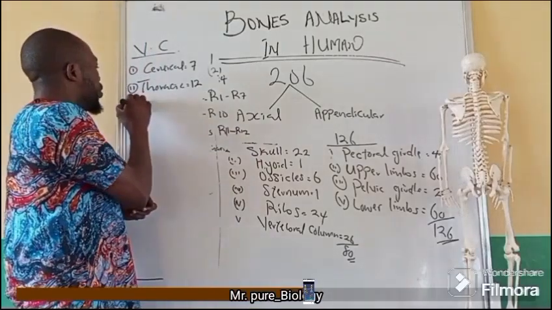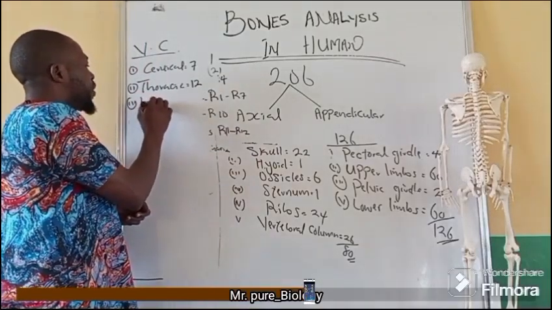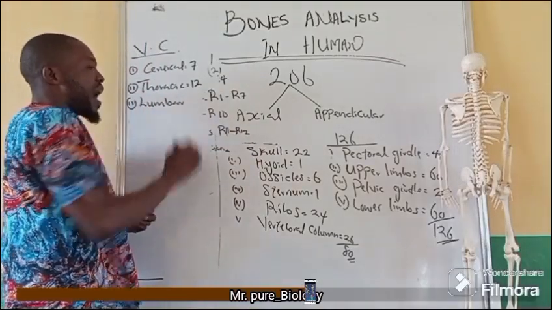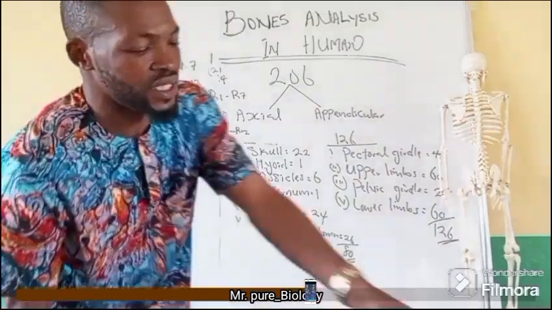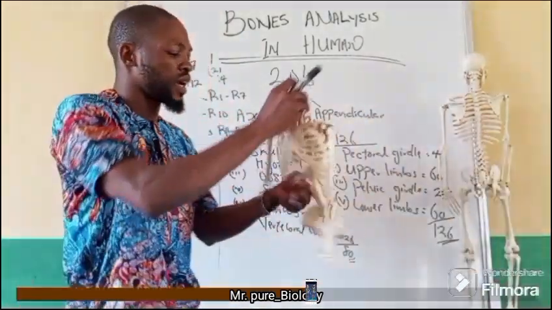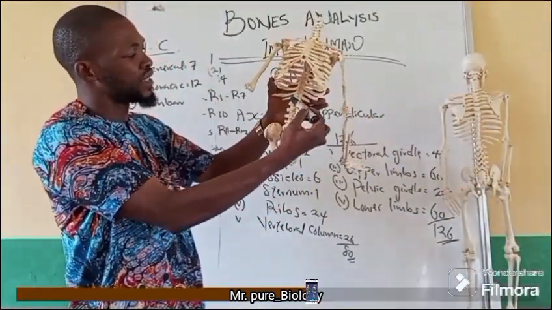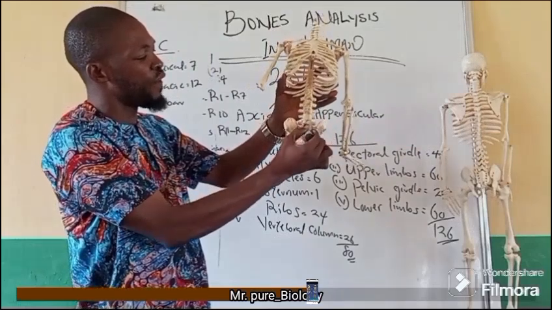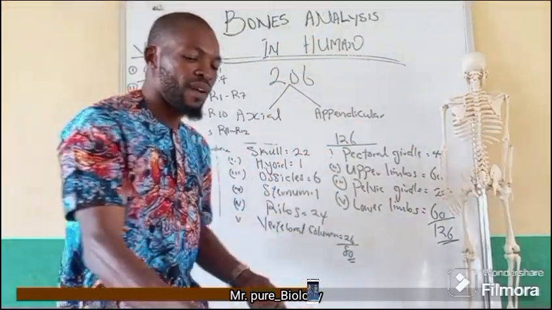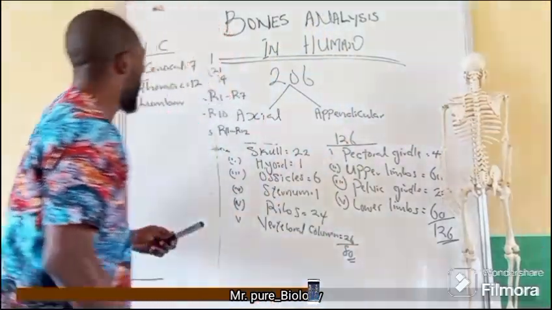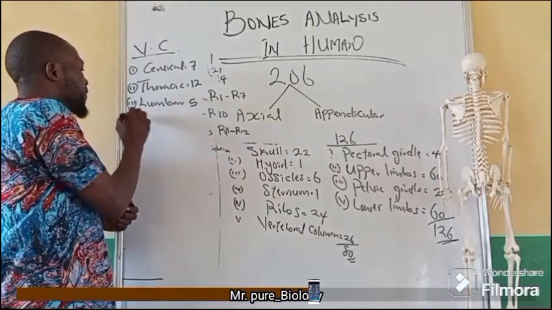Now the third one is what we call lumbar. Lumbar vertebrae are 5 bones, and this is the lumbar vertebra. You can easily see it here. You can count 1, 2, 3, 4, 5. So that is the lumbar vertebra. There are 5 bones, as you can see.